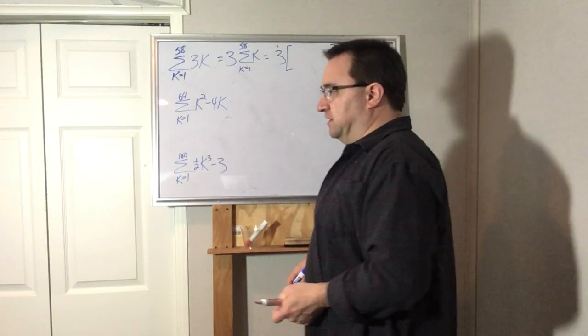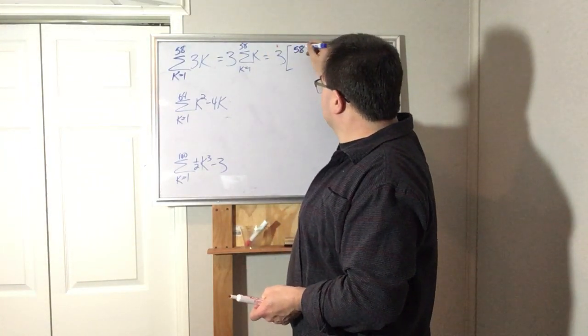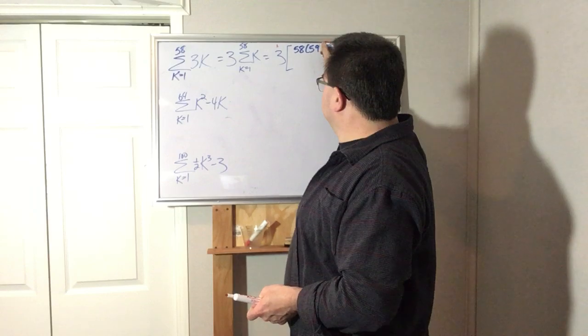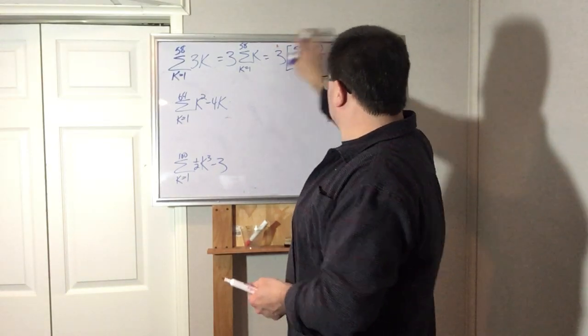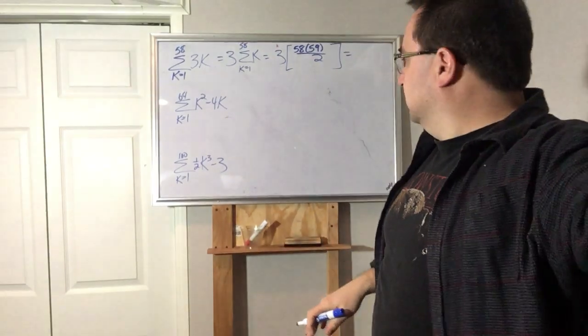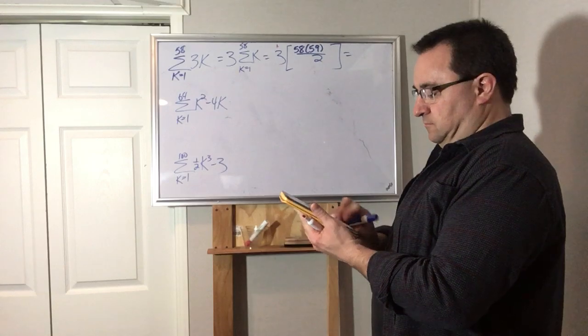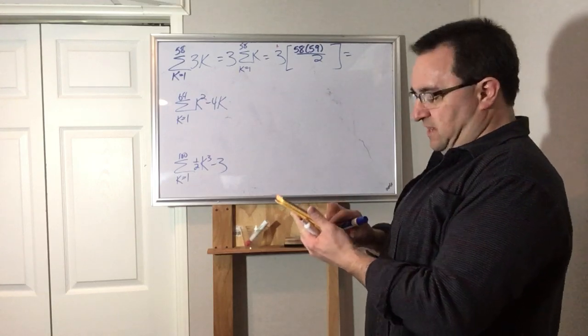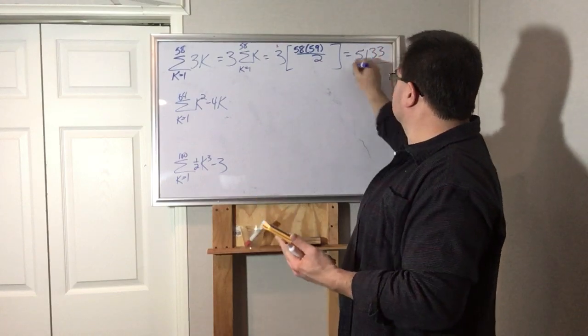So our formula said n, which would be 58, times n plus 1 is 59, and we divide that by 2. So if I punch all that into my calculator, that would be my answer. Times 3, 5,133.